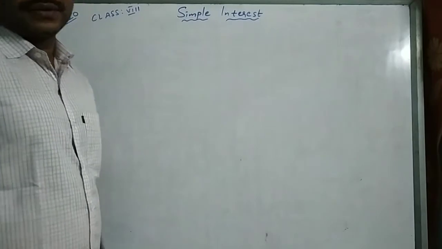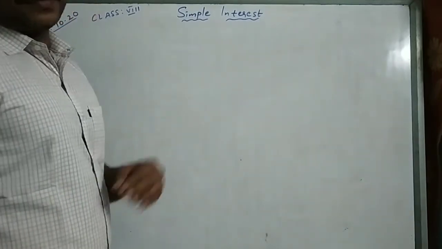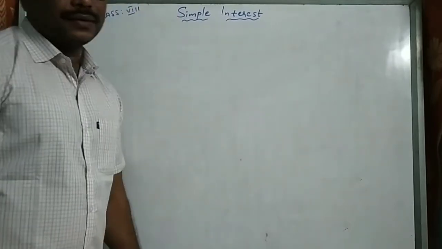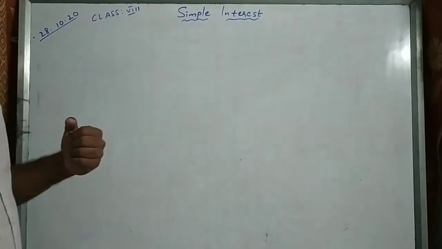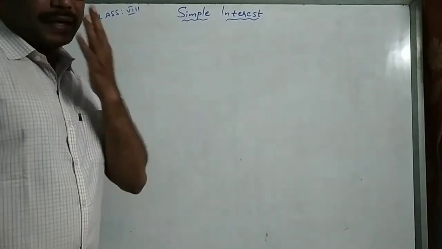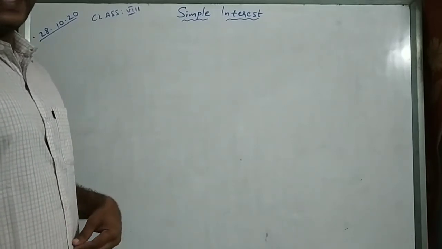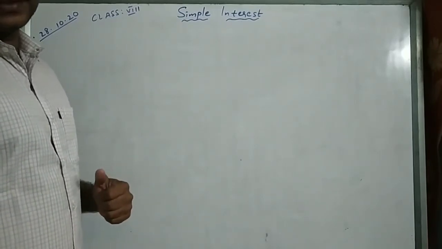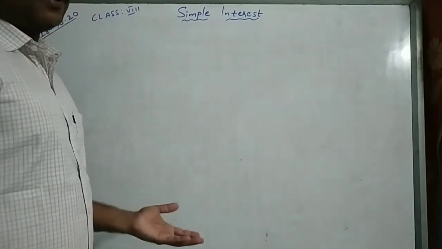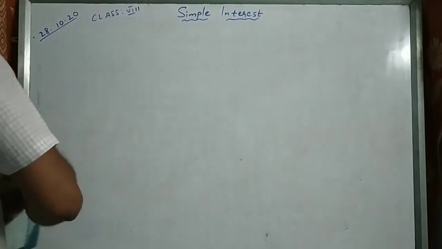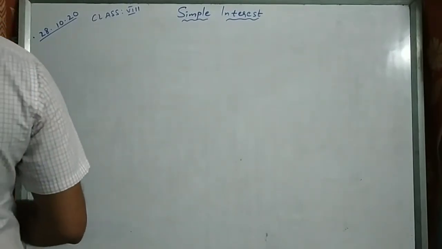Hi students, welcome to our maths class. In the previous class we started simple interest. We have seen some problems. Simple interest formula, I is equal to PTR by 100, where P is principal amount, T is time, R is rate of interest. Okay, amount A is equal to principal amount plus interest. So we just discussed those. Look at one problem today.